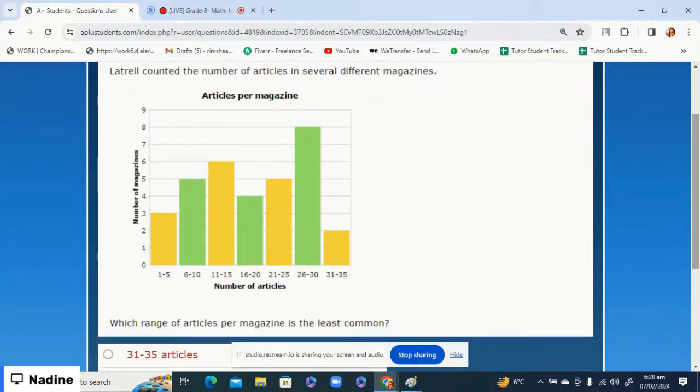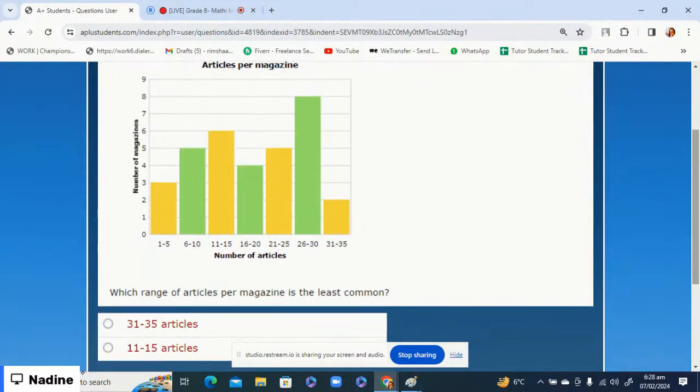All right. Lateral is counting the number of articles in several different magazines. So here the different magazines are given, number of magazines 0 to 9, and there are the number of articles. So which range of articles per magazine is the least common? So we just need to find out the least common. Okay, so the least common is 31 to 35 articles or 11 to 15 articles. So we just write our answer.